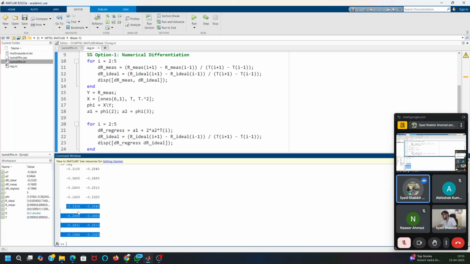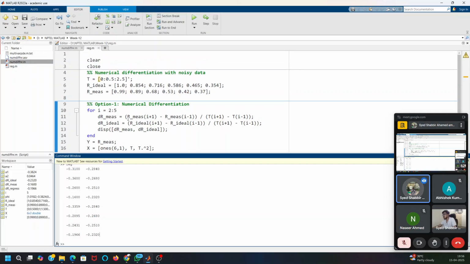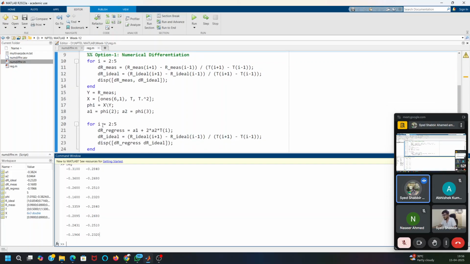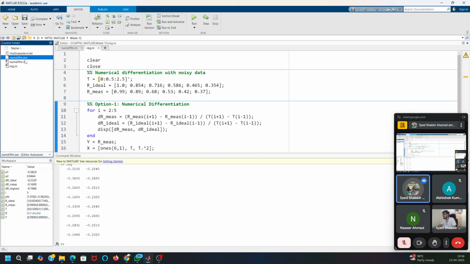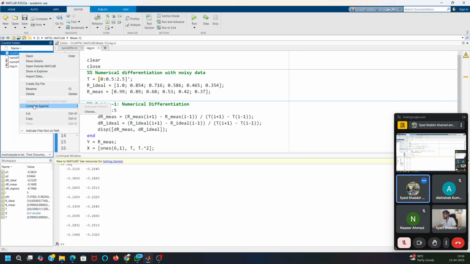You can see that these two values, here this was 0.36, now it is 0.28. Earlier it was 0.26, now it's okay, the difference is not that much, the error is not that much between these two. Here also the error is much reduced. So here we are using regression and also numerical differentiation, basically combining two different things which we have learned.